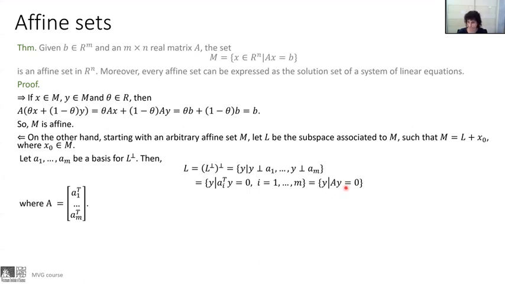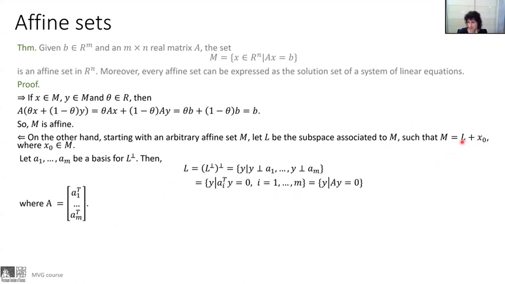No? Not? Okay. Who said no? Because I don't see. Mikhail. Okay. So first of all, is it clear that M can be decoupled into a subspace plus a shift? Yes. Is this clear? Okay.